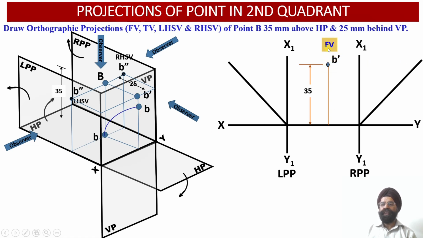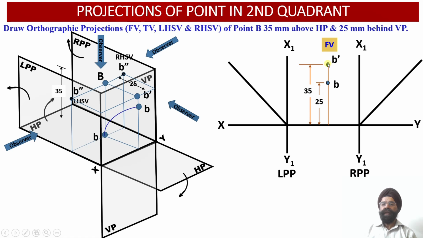Moreover, we also know that the height of this top view projection above the XY reference line happens to be equal to 25 millimeter, because the distance of the point B from the vertical plane happened to be equal to 25 millimeter. So now at a height of 25 millimeter above the horizontal plane onto the same vertical projector line, we have been able to obtain top view or plan projection point B over here.